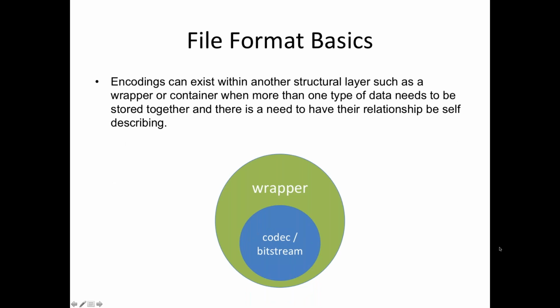A codec is an example of a bitstream, and it describes the encoding or compression of information. Codecs don't have file extensions, and they cannot logically exist outside of larger file structures. Examples of video encodings are the ProRes family, or JPEG 2000, or FFV1.